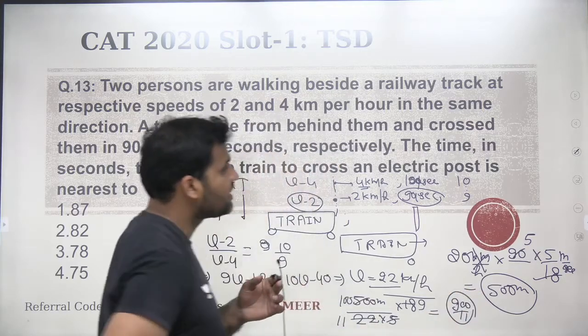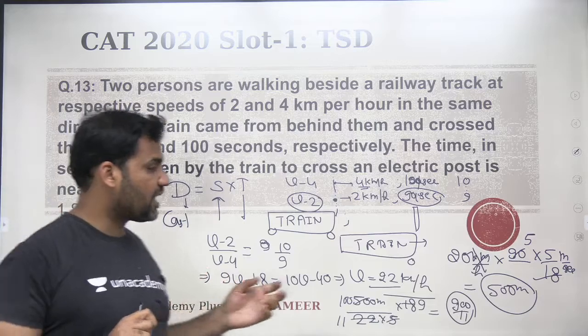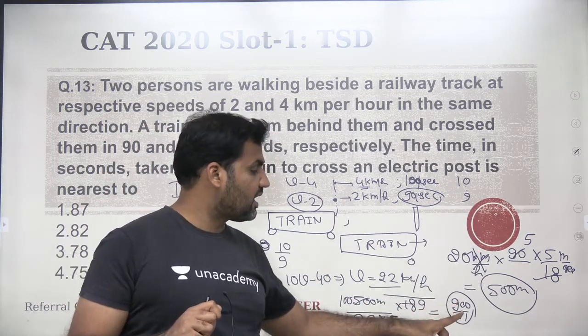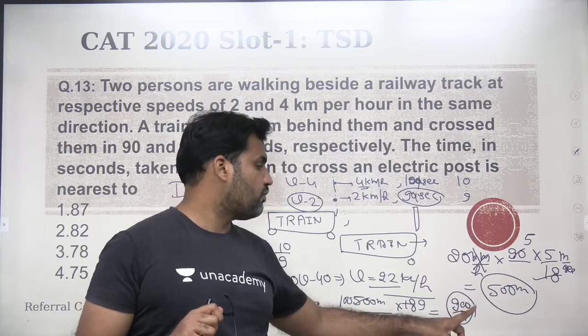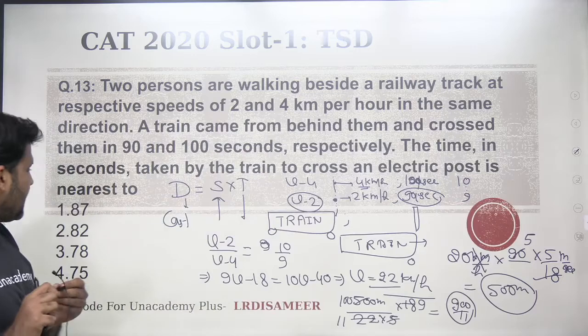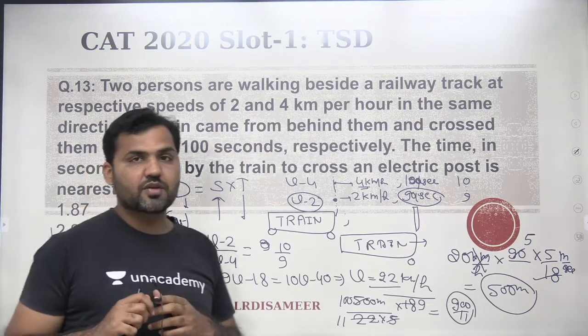And we are supposed to answer the time that is nearest to. So we are not supposed to find the exact integral value; we are supposed to approximate the value. 900 by 11 is 81.8 something. So 81.8 is nearest to 82. That's the answer to the question.